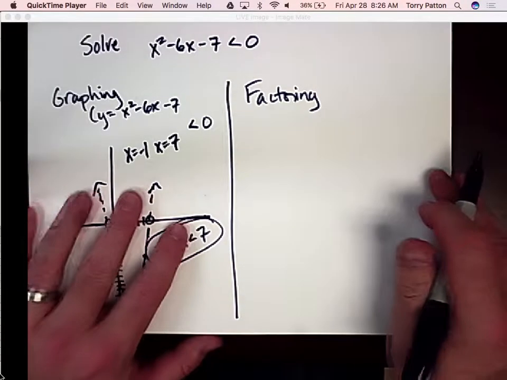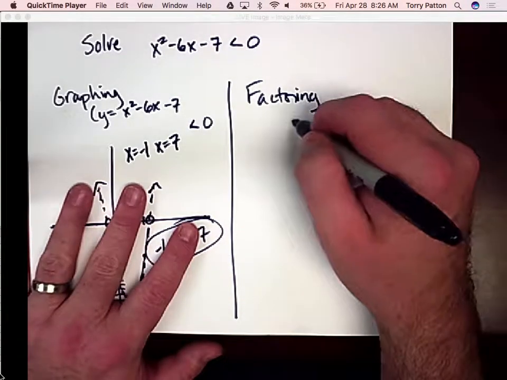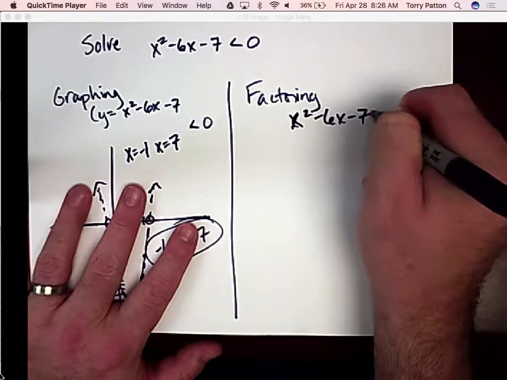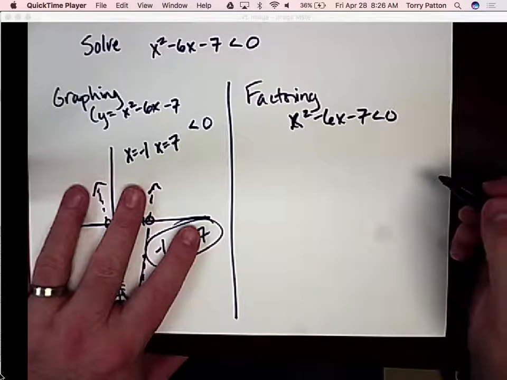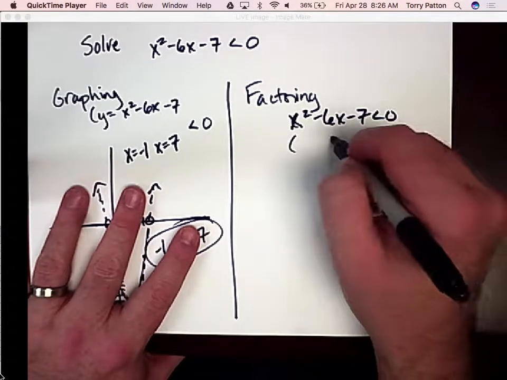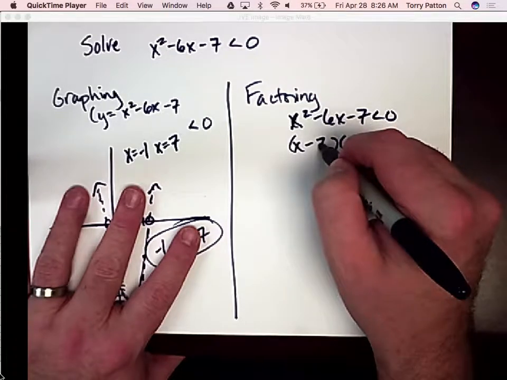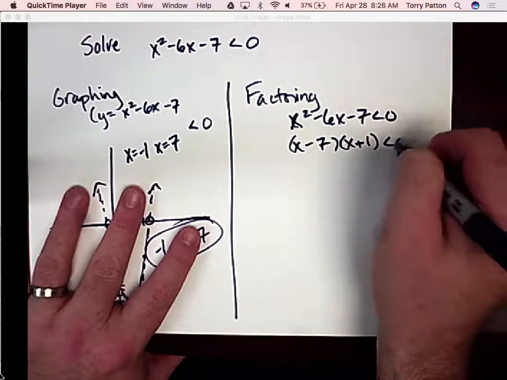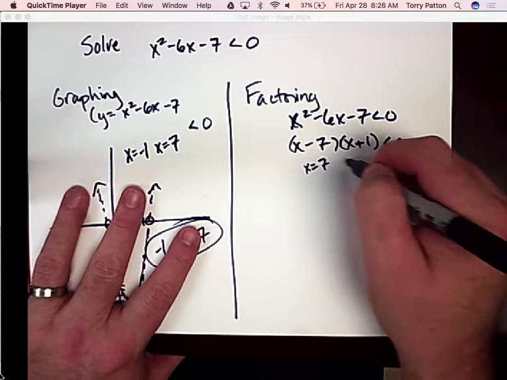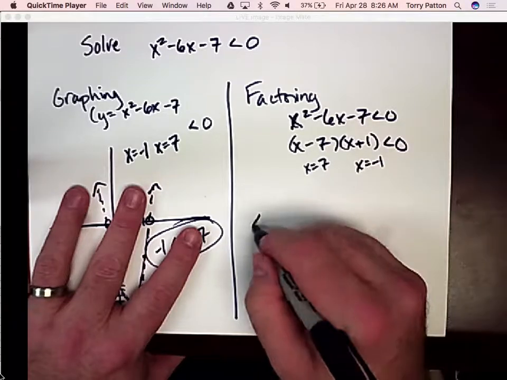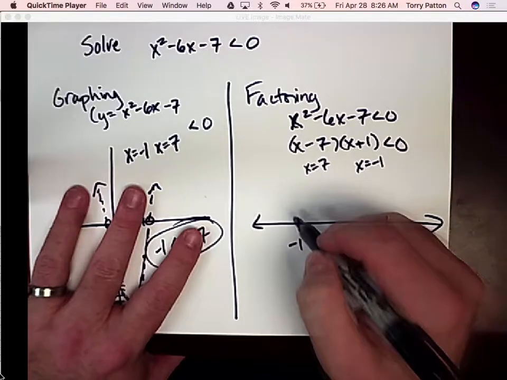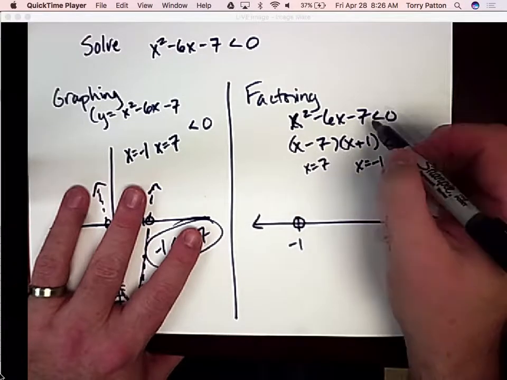Okay, a way I probably like a little better is by graphing. So we've got x squared minus 6x minus 7 is less than 0. Well, let's figure out when does it equal 0. Well, if you factor, that's x minus 7, x plus 1, right? This gives you x equals 7. This gives you x equals -1. So if you look at a number line, at -1 we're 0. Is 0 less than 0?